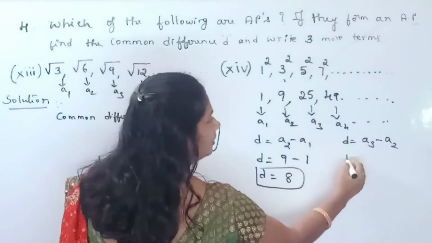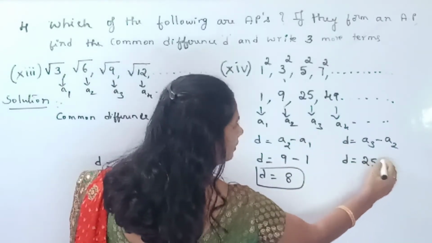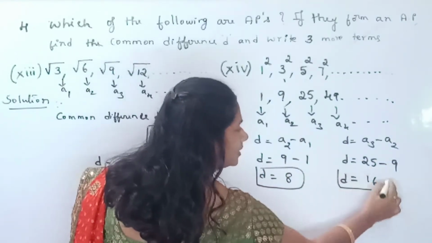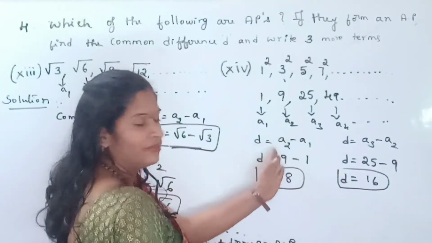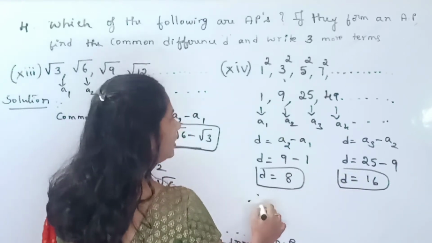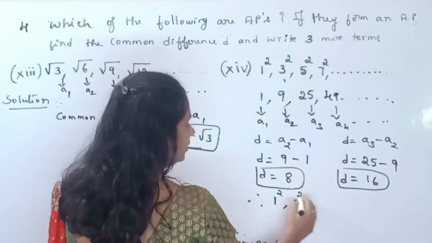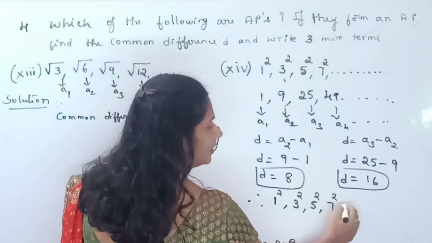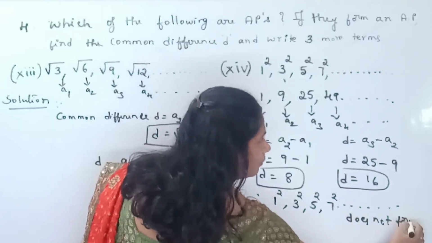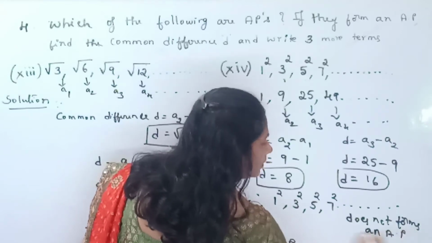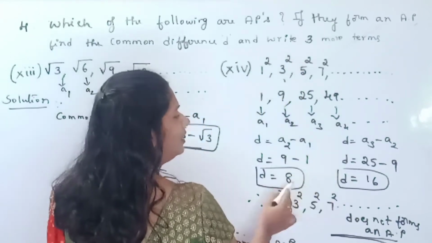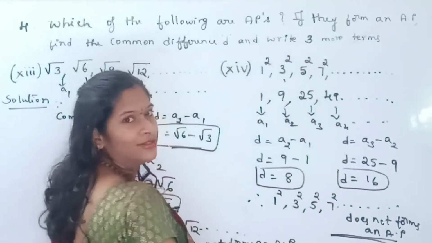Got it? Now what is the third term? It is 25 minus the second term, 9. So what is the common difference here? 16. So the common difference we are getting is not the same. So D is equal to 8, not equal to D equal to 16. So what is your conclusion? 1 square, 3 square, 5 square, 7 square, this list of numbers does not form an AP. You should write that it does not form an AP because the common difference is not the same throughout the list of numbers.